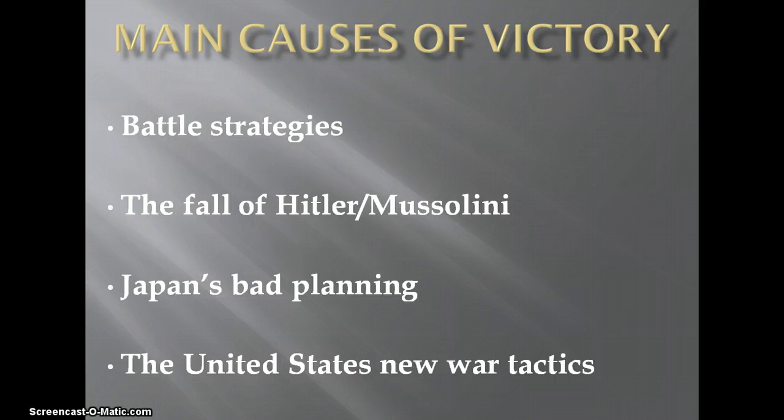The fall of Hitler and Mussolini. After the Soviets reached Berlin, Hitler wound up committing suicide. Mussolini was killed by Italian partisans during his attempt to escape to Switzerland. Japan planned badly for the Pacific War. Their military was too spread out and they did not have enough supplies. Also, the United States started relying more on tanks, paratroopers, island hopping, and aircraft carriers.